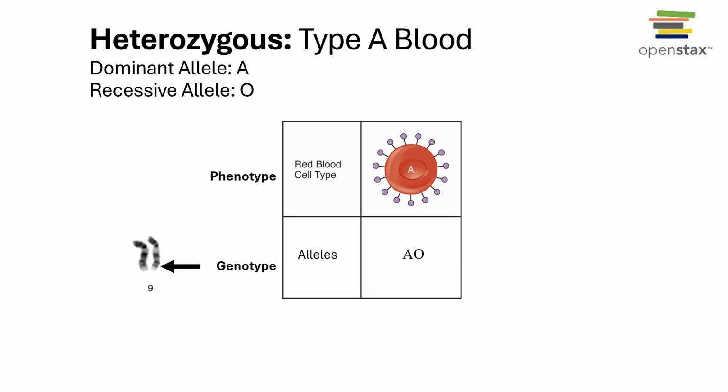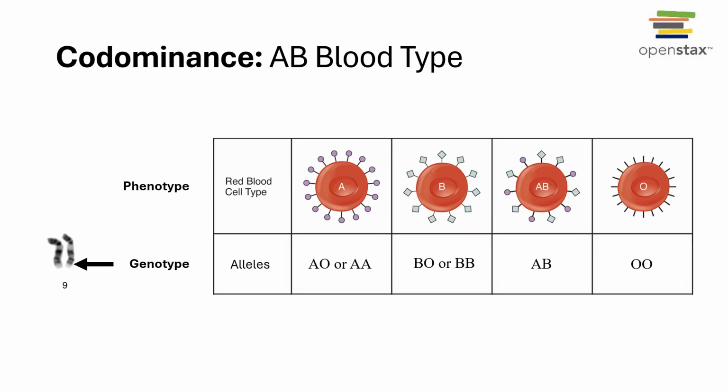A recessive allele is only expressed when an individual is homozygous for that allele. Even though their genotype is heterozygous, this individual's phenotype is blood type A because the A allele is dominant and the O allele is recessive. Another type of allele interaction is codominance. In codominance, two different alleles are both equally expressed.